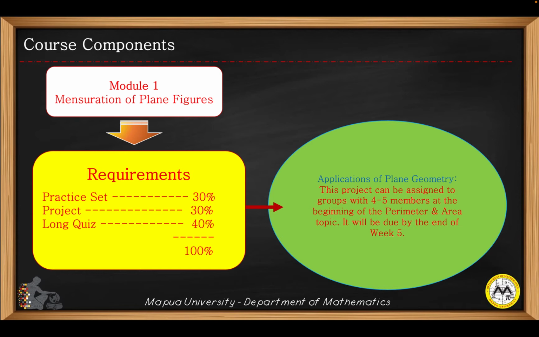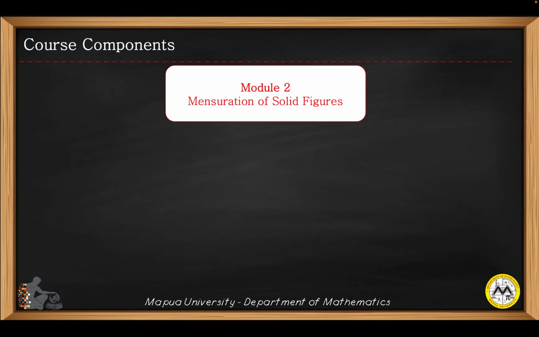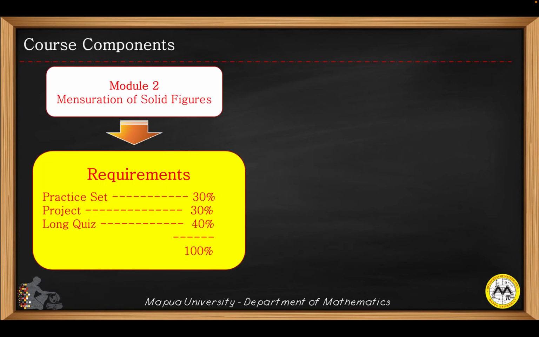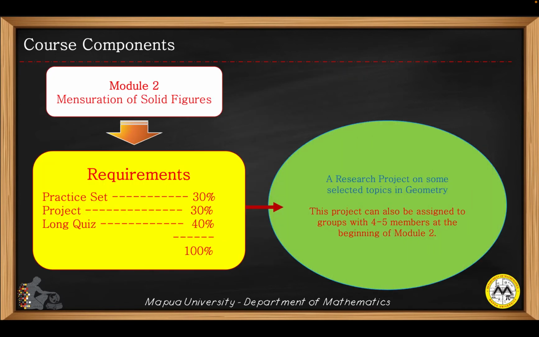The project is all about applications of plane geometry. The project can be assigned to groups with 4 to 5 members at the beginning of the perimeter and area topics. It will be due by the end of week 5. For Module 2, same requirements, but this time the project is a research project on some selected topics in geometry. This project can also be assigned to groups with 4 to 5 members at the beginning of Module 2.